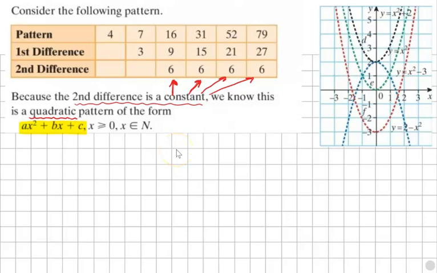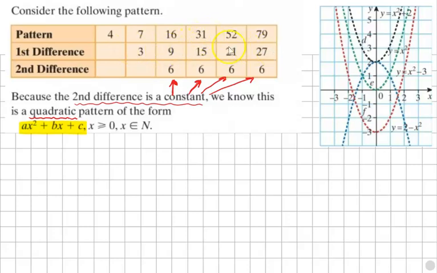Algebraic patterns, part 3. Consider the following pattern. So if we have 4, 7, 16, 31, 52, 79, ... The first difference is 3, 9, 15, 21, and 27. So 4 plus 3 is 7, plus 9 is 16, plus 15 is 31, and so on.